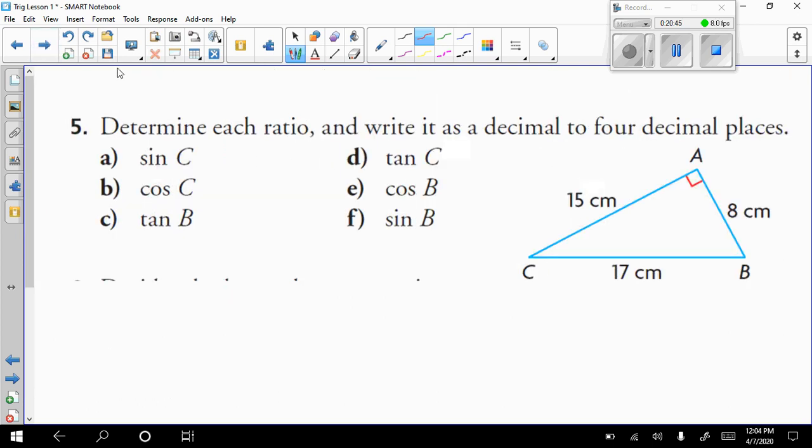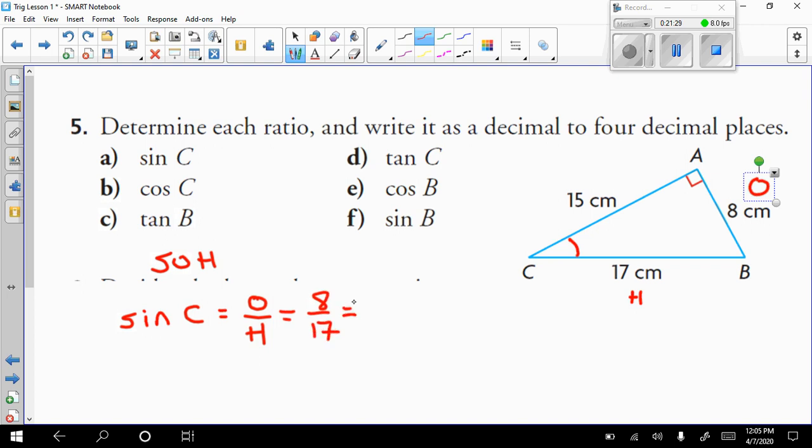Let's look at a couple more here. Number 5 says, determine the ratio and then write it as a decimal. So let's do A together. It says sine of angle C. So here's angle C right here. Sine of C, remember, SOH, it's opposite over hypotenuse. So relative to the angle C, this would be the hypotenuse, and this would be the opposite. So I'm going to write it as 8 over 17.